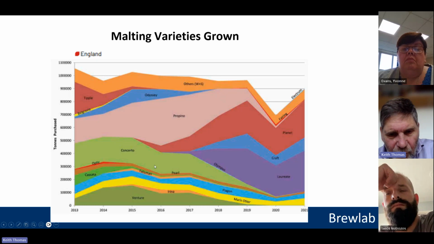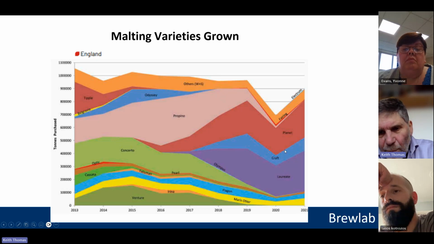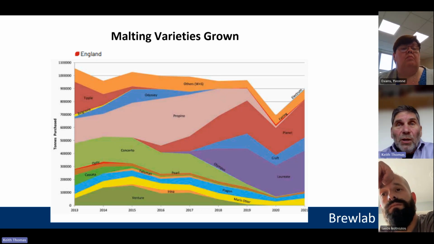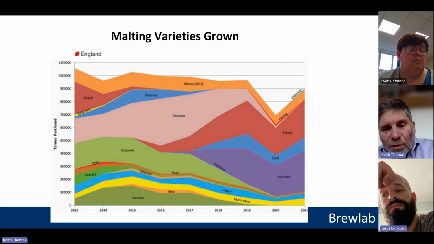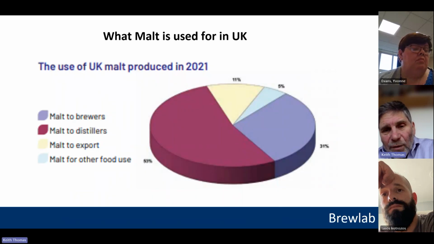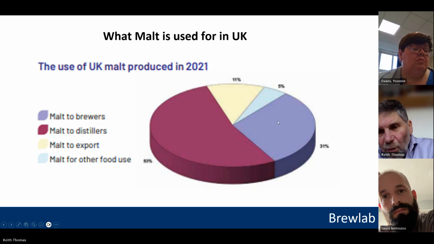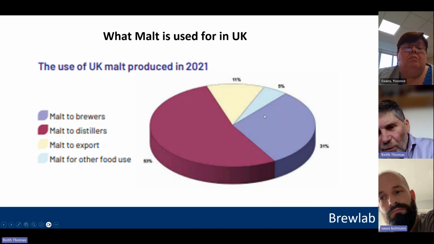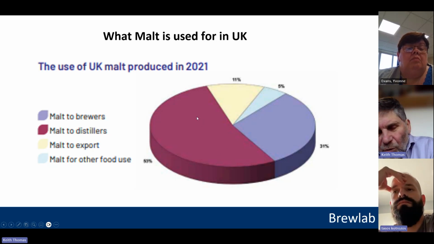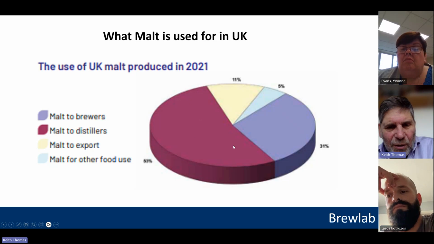And over the years, since 2013 to just recently, various varieties decline and various varieties appear. It's partly fashion, but maybe some varieties are more adapted to climate change conditions. So you can understand why they are increasing and decreasing. All that said, most malt goes to distillers. A fair amount goes to brewers, but distillers are the main users. And because the Scotch whisky industry is so big, that's understandable. This is in the UK, though. Internationally, it would be a different matter.